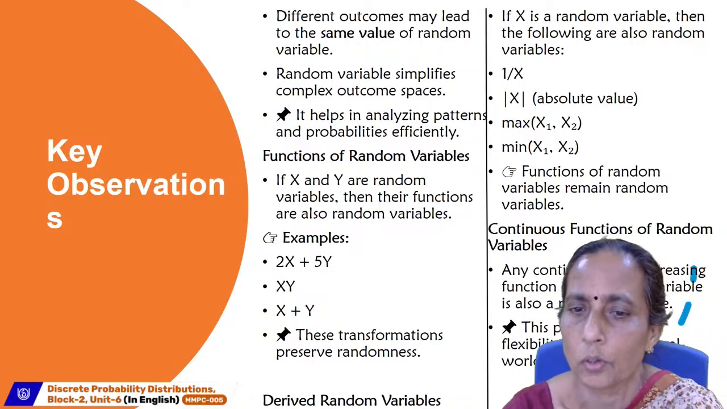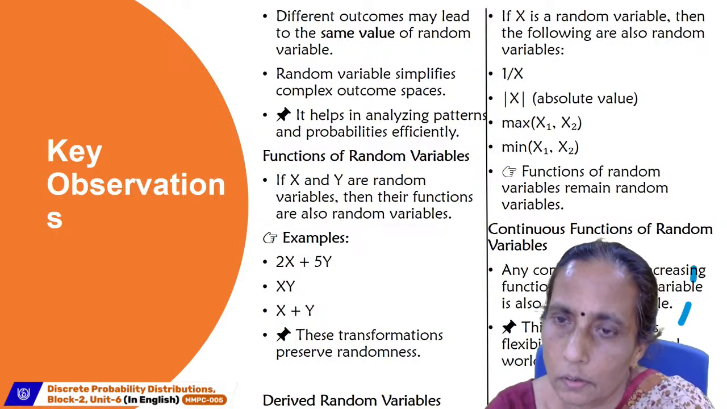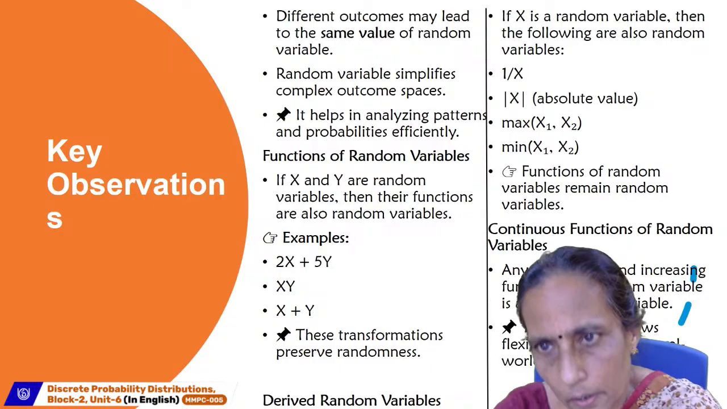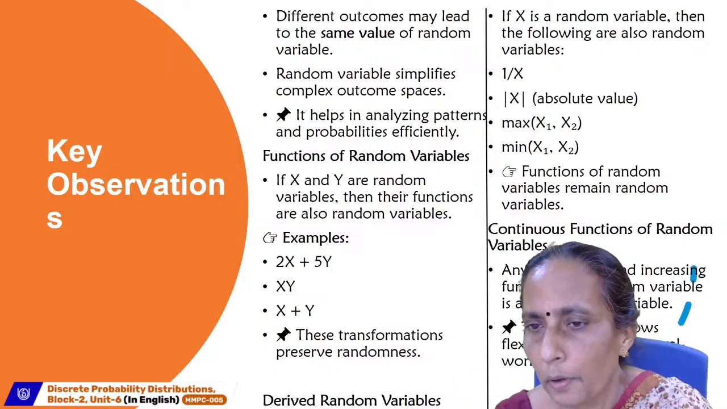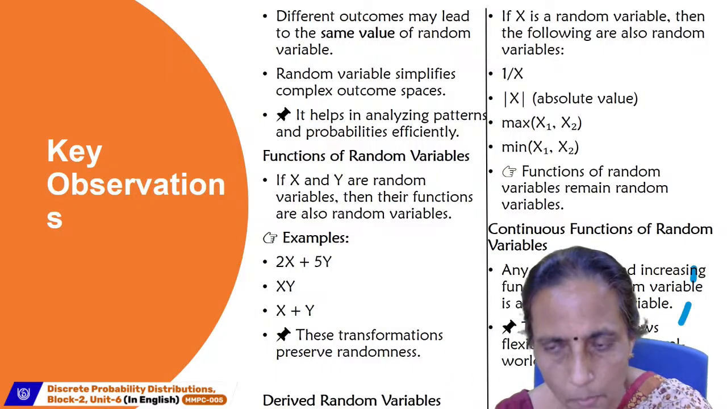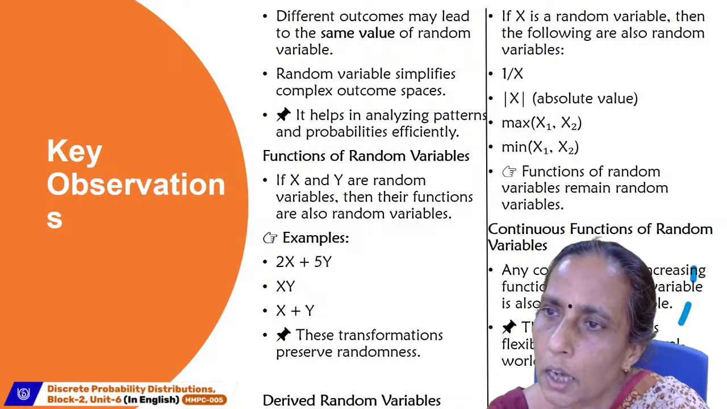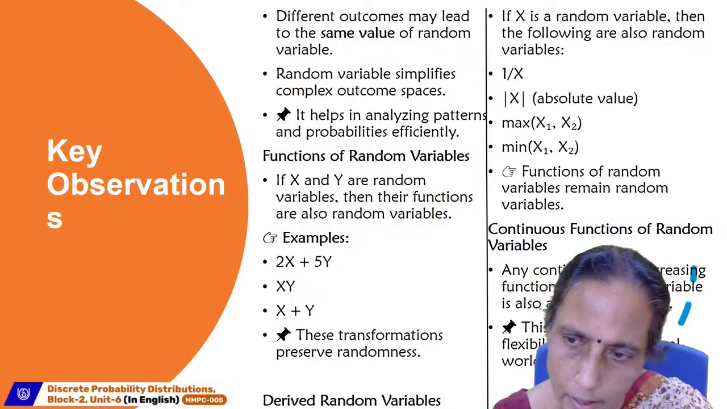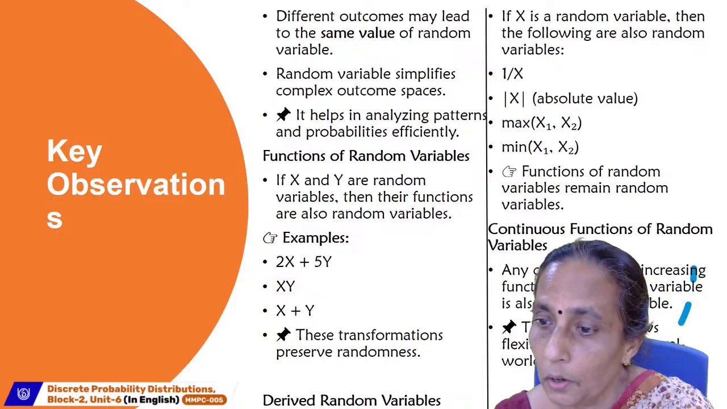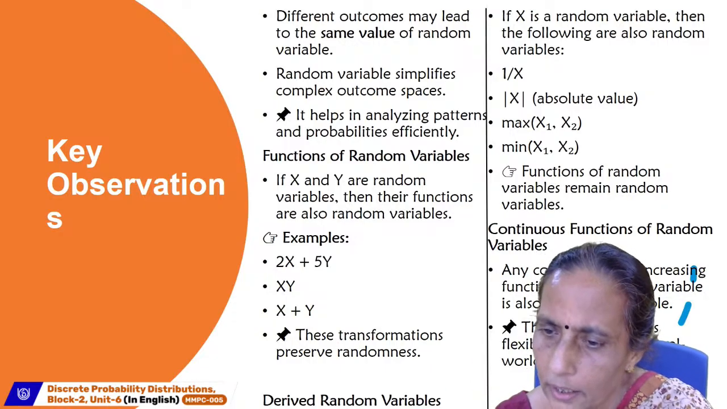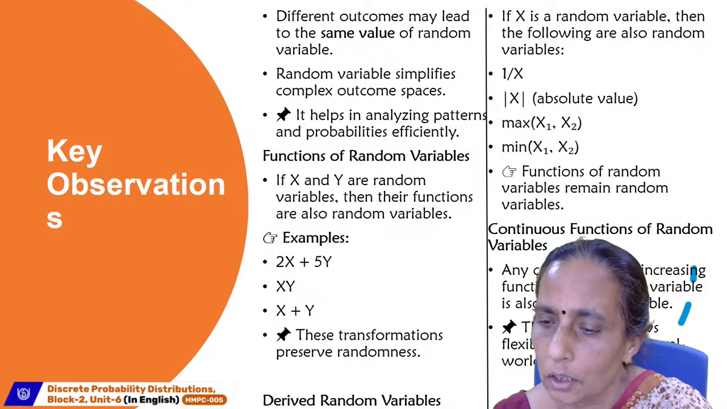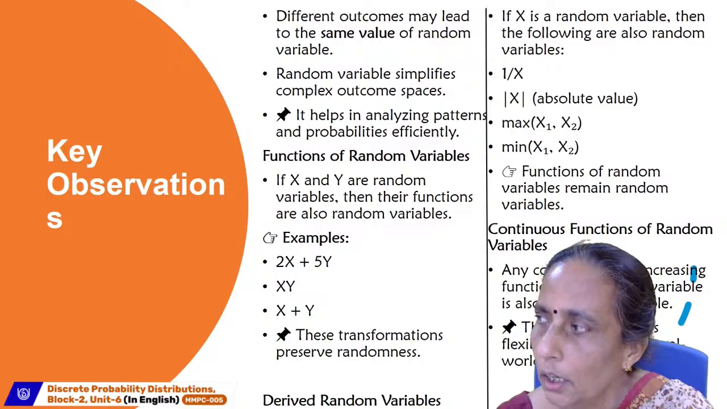All these functions are also random variables, which are derived from the random variables x and y. If x is a random variable, then 1 upon x, absolute value of x, maximum of x1, x2, minimum of x1 and x2, all these are also random variables. So functions of random variables remain random variables. Any continuous and increasing function of a random variable is also a random variable. This property allows flexibility in modeling real world problems.